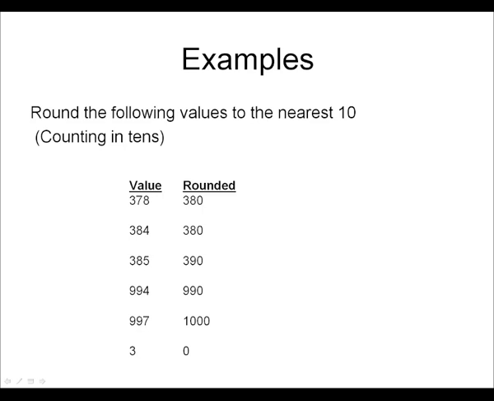As soon as the digit after the one you're interested in switches from a 4 to a 5, so when it goes 384, it's rounded to 380, and then when the digit after that goes to 5, 385, then you round up to the next value. Always, whether you're counting in tens or hundreds or thousands, look at the digit after the one you're interested in. If we're counting in tens, we're interested in the tens digit, we look at the digit after that, and as soon as it switches from a 4 to a 5, that's when we round up to the next value.